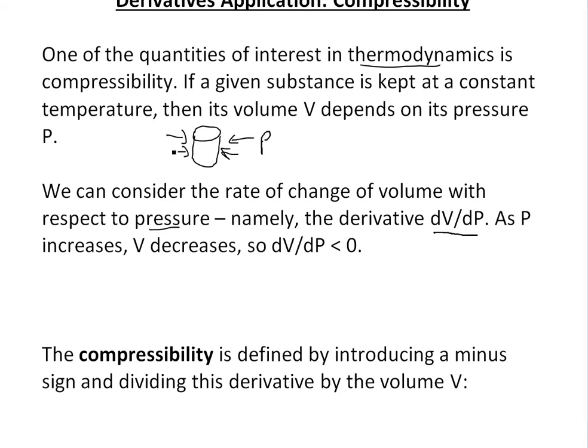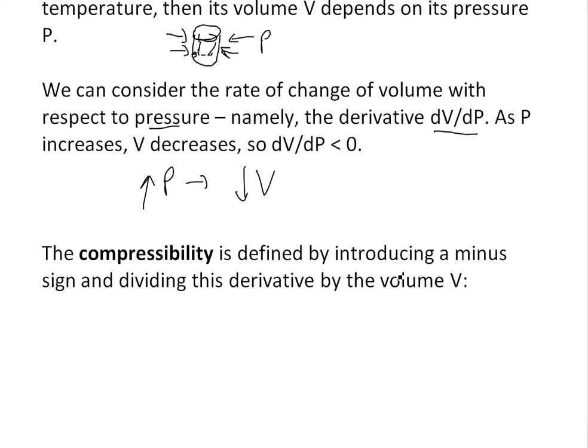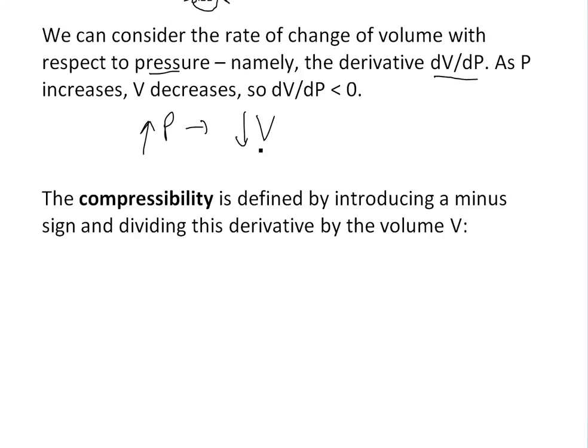If you're applying pressure, you're going to get a smaller cylinder, so the volume is going to be decreasing. In other words, if you increase pressure, you obviously decrease the volume. The compressibility is defined by introducing a minus sign and dividing this derivative by volume, to get it in terms of a unit volume. We put the minus sign just so that we get a positive value for compressibility when we increase pressure.